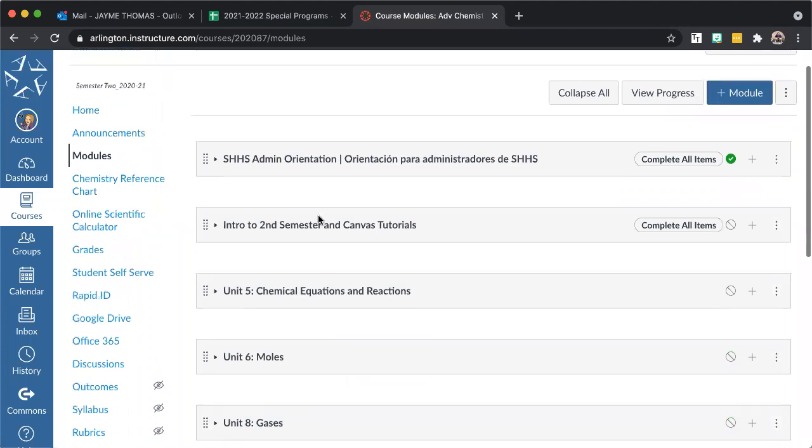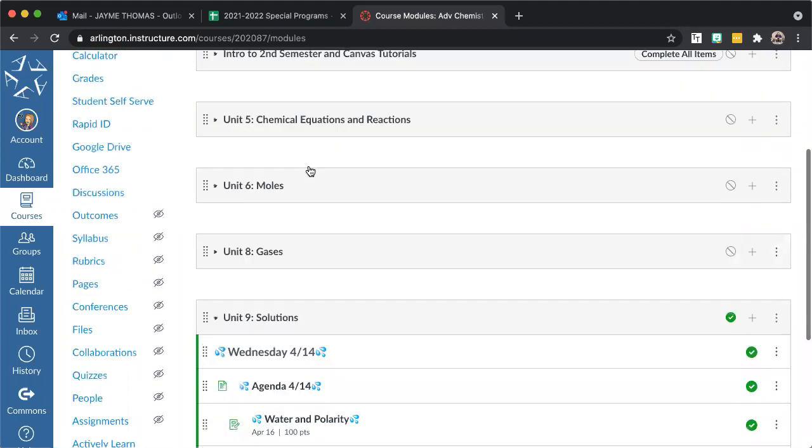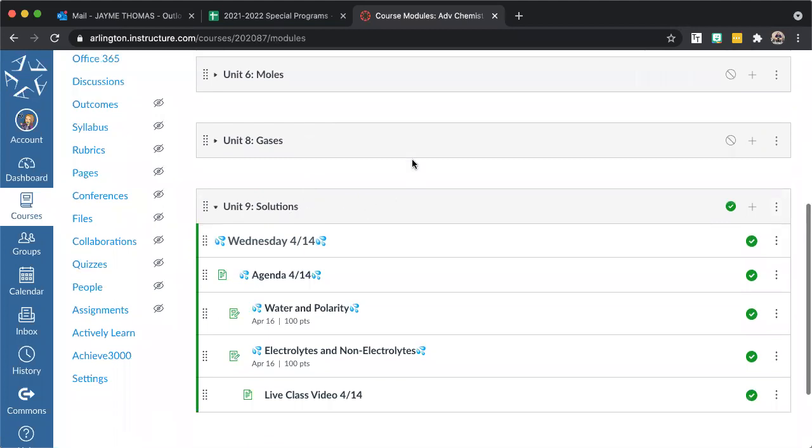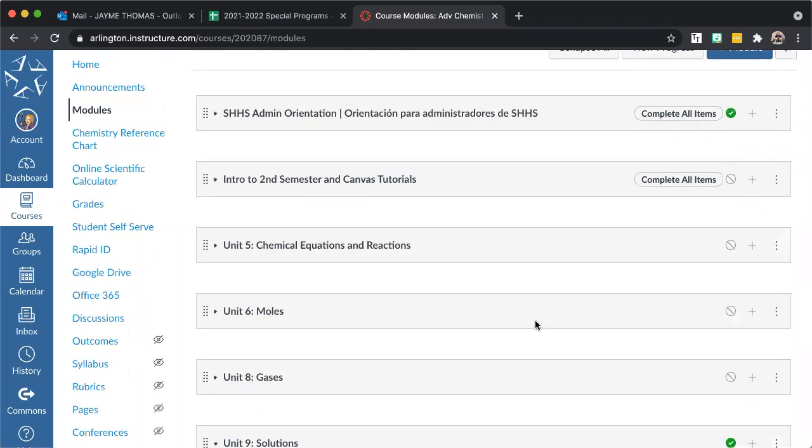So when you guys log into Canvas, you should only see this admin orientation module. And then you should only see this current unit 9 module. I disabled everything else so that it wasn't cluttered up right now.